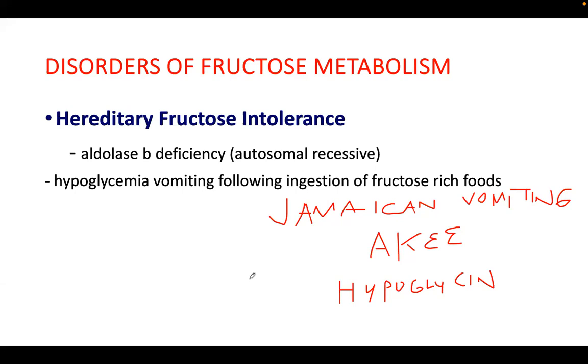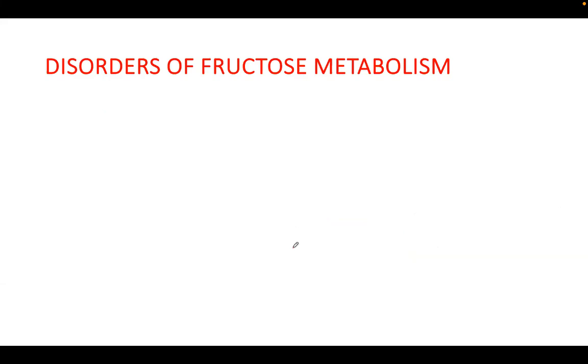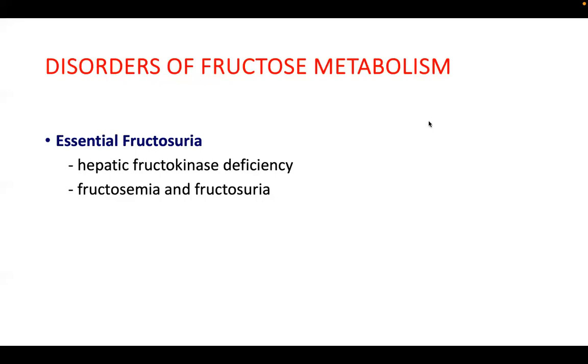Is it a problem with glucose metabolism? Is it a problem with fructose metabolism? Is it a problem with the pentose phosphate pathway? Is it a problem with glycolysis? What is the problem in Jamaican vomiting sickness? It is a problem with the beta oxidation of the fatty acids, particularly the enzyme acyl-CoA dehydrogenase.